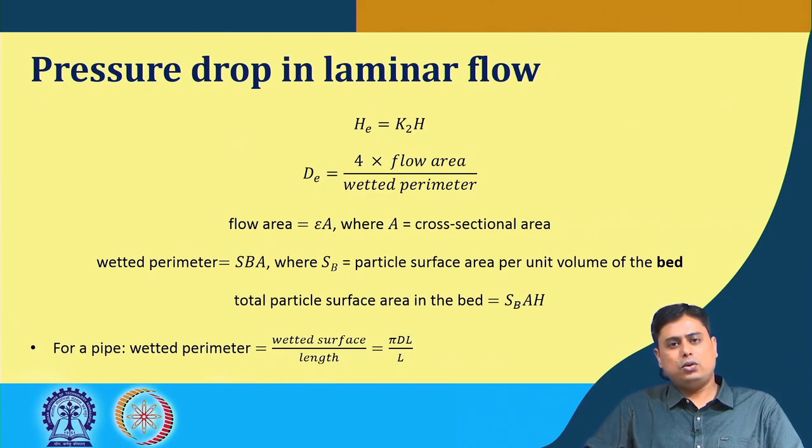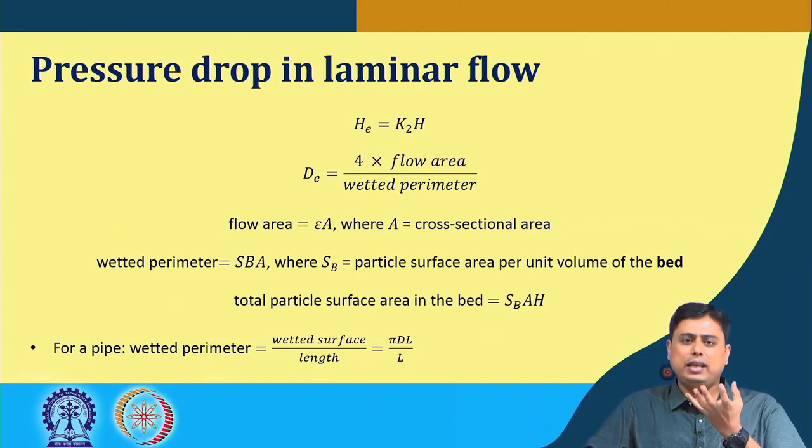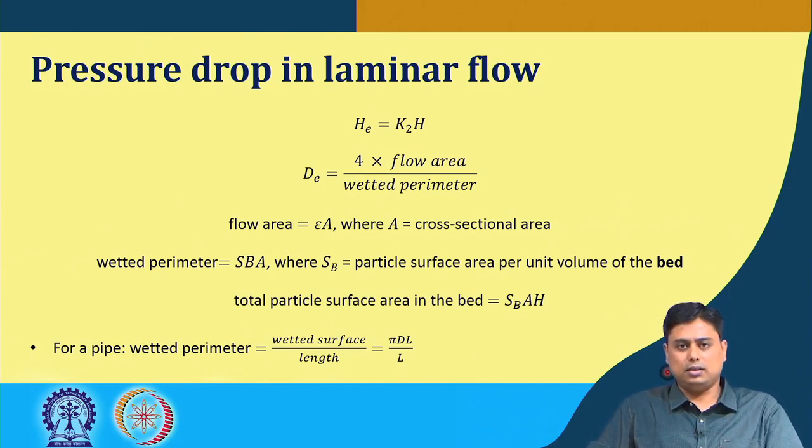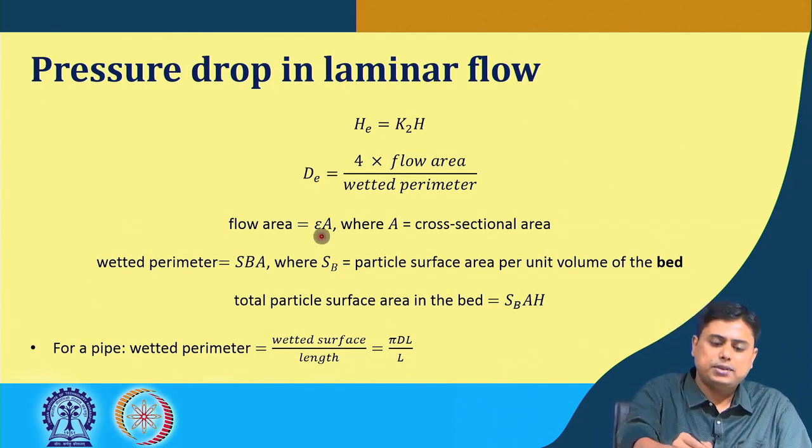if you have understood the concept of voidage, now that voidage is through which the flow is happening. So, if A is the total cross sectional area, the actual cross sectional area, the area available for flow is basically epsilon multiplied by A, because other portions are filled by the solid particles. So, this flow area is then epsilon A.